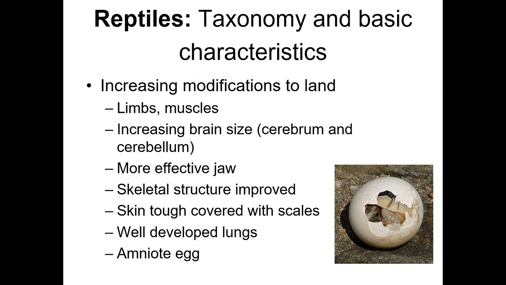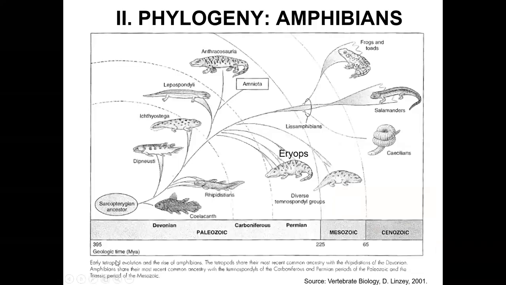But probably the most fundamental characteristic that reptiles possess over their amphibian counterparts is the presence of the amniotic egg, which allowed them to no longer rely on water for reproduction. So that's a really, really important distinction between the evolution of reptile lineages versus our amphibian lineages.